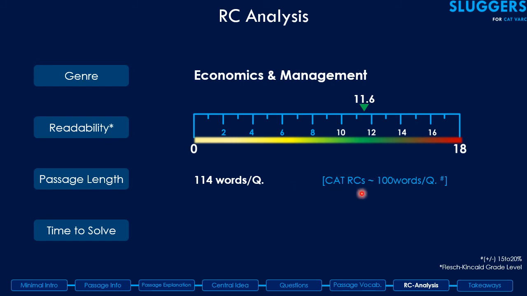And so that's a benchmark that you can use to gauge how lengthy or not so lengthy the passage was. In this case, 114 words per question is not that lengthy. It's slightly on the lengthier side, but not that lengthy. For a really lengthy passage, this parameter would shoot up to around 150 words per question, or maybe 160 words per question.